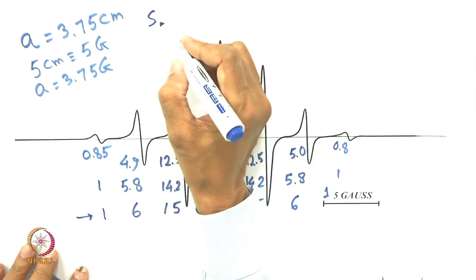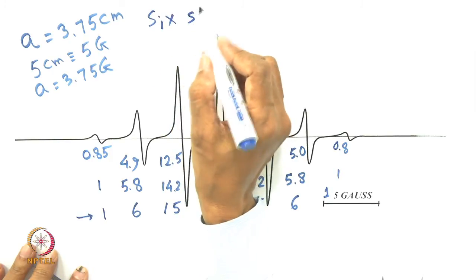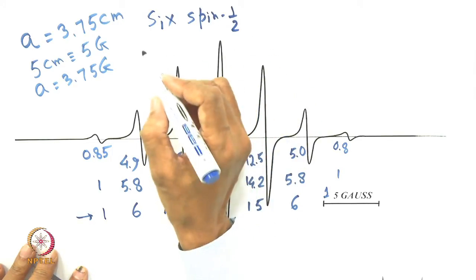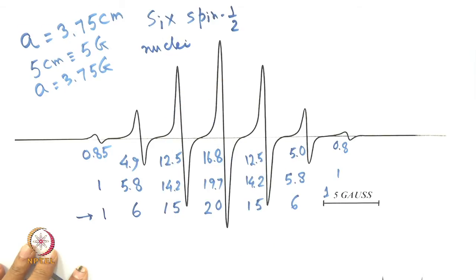We have got 6 spin half nuclei present here in this radical. So, that is the way we can explain this pattern.